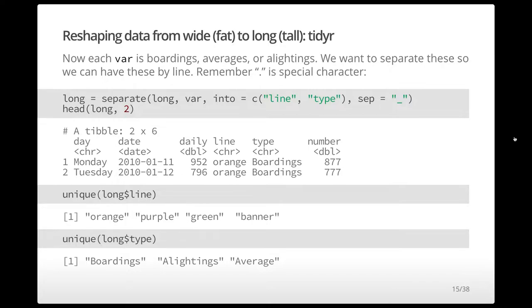So now, by default, it also removes the column that you had. There is an argument to keep it, but pretty much it removes the var column, and now we have two separate columns of line and type.